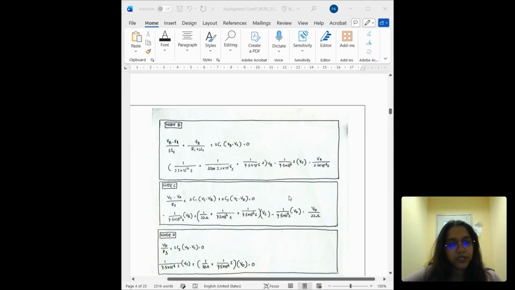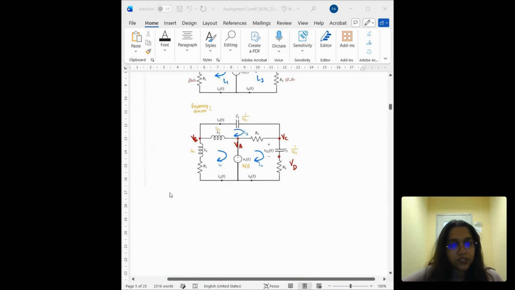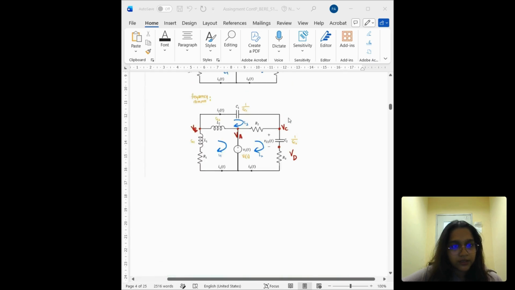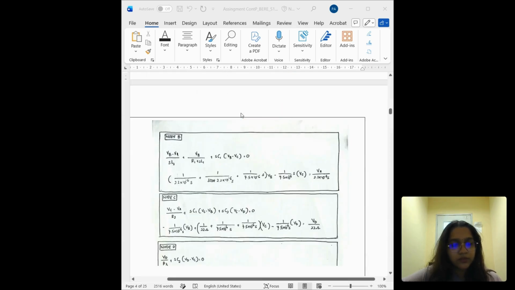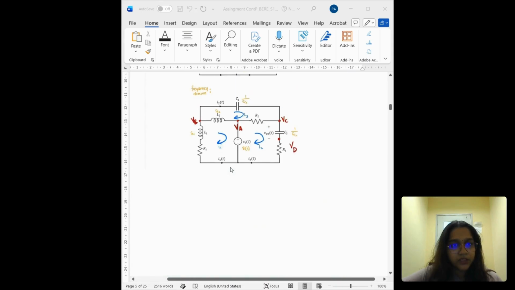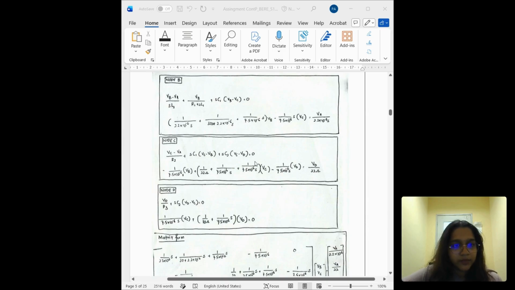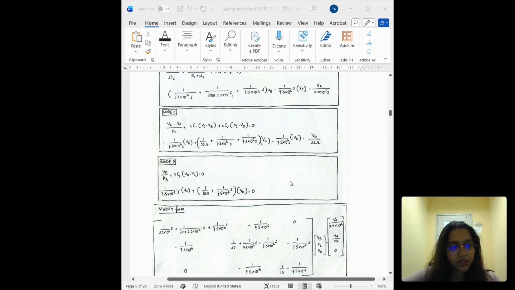And next, for KCL for node C, firstly I followed this direction, so it's VC minus VA over R2, and then this direction, so it's VC minus VB multiplied by sC1, and lastly this way, so it's VC minus VD multiplied by sC2, equals 0. I brought VD to the right side and substituted all the values in.